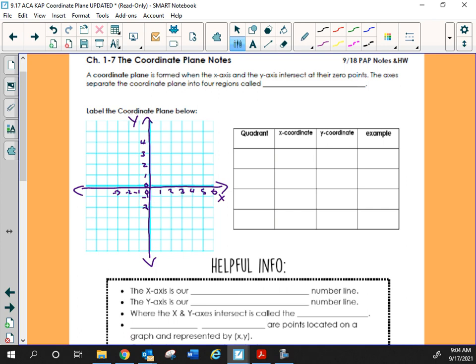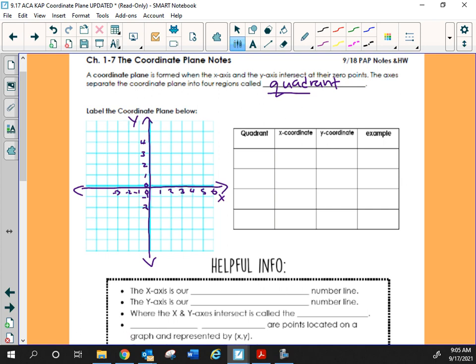Okay, so a coordinate plane is formed when the x-axis, that is our horizontal line, and the y-axis intersect at the 0 points. The axes separate the coordinate plane into 4 regions, and those 4 regions are called quadrants. Okay, everyone say that word? Quadrant, very good. I have these problems taking over a little bit. Okay, where do we see 4 in that word?